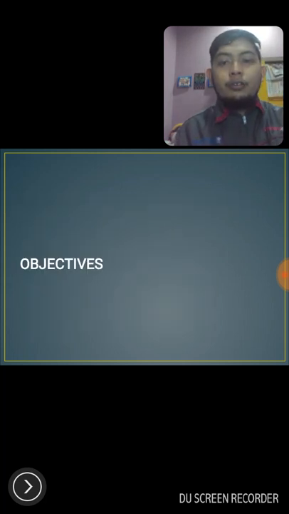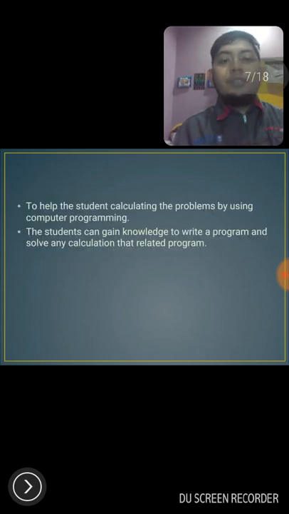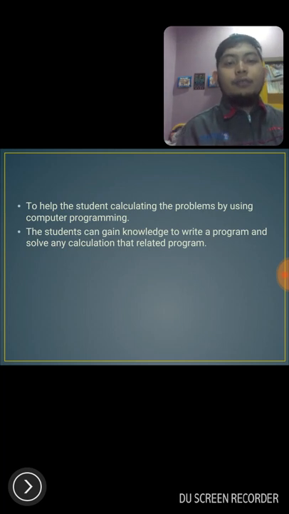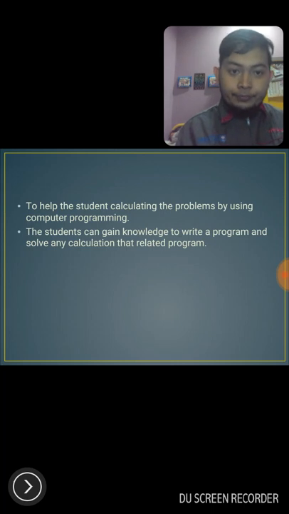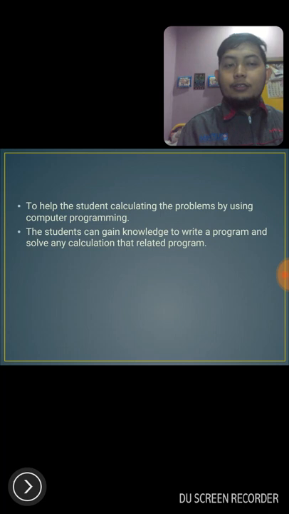Now we talk about the objectives of the project. First, to help students calculate problems by using computer programming. Besides, students can gain knowledge to write a program and solve any related calculation.